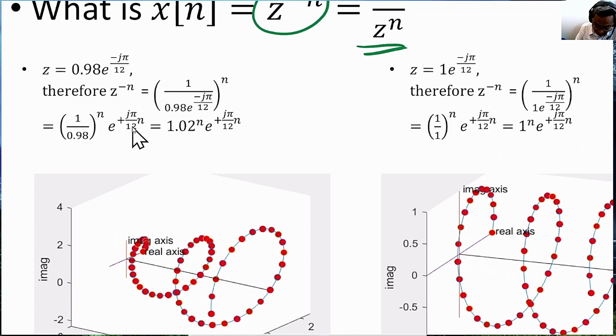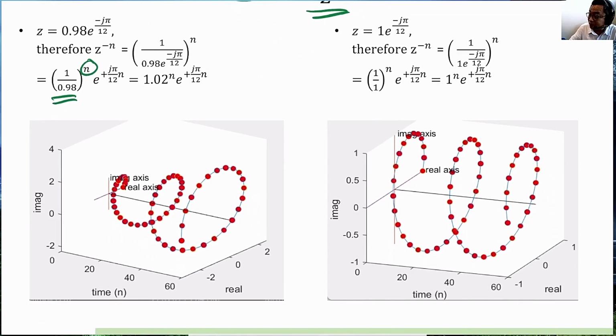So two things happen here. The original z is less than 1, but now 1 over something less than 1 becomes bigger. So you can see that the complex exponential now is growing as n increases, even though z is less than 1. It grows because it's 1 over z. The other thing that you have to remember is that a negative omega is actually rotating clockwise, but because now it's 1 over z, it will change the direction. So it's now rotating anti-clockwise.